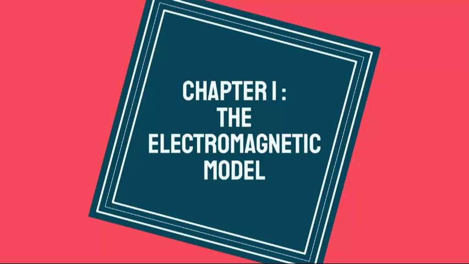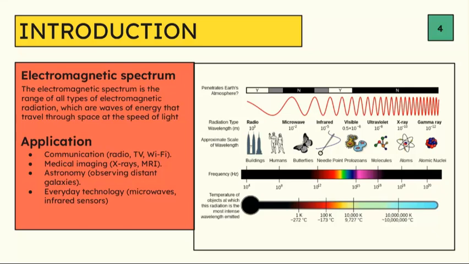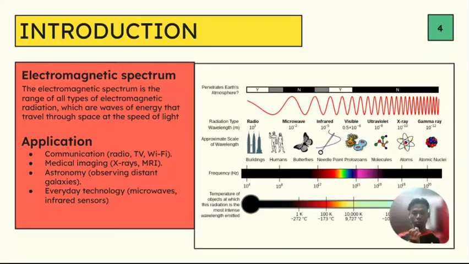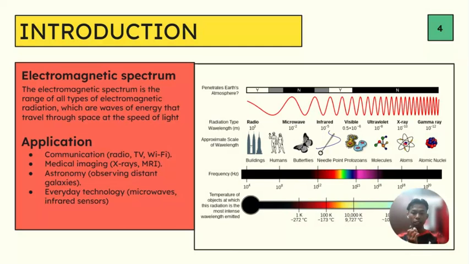Now we will go to chapter 1, which is the electromagnetic model. The electromagnetic model describes how electric and magnetic field interact and propagate as wave. This wave, known as electromagnetic wave, travel through space at the speed of light and make up what is called the electromagnetic spectrum. This spectrum consists of various types of wave, including radio wave, microwave, infrared, visible light, ultraviolet, X-rays, and gamma rays. Each type of wave has its own unique properties and application.